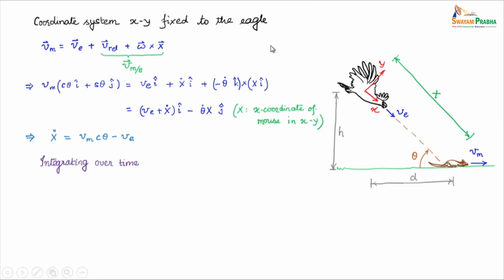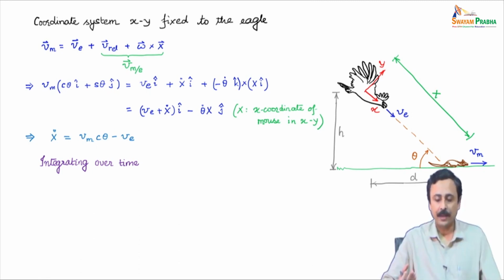If I integrate this equation, this gives me a relation between the velocities. Relative velocity is x dot, capital X dot, remember. If I integrate this equation, then I expect to find capital X. Now, why do I want to find this? Because once the eagle has caught the mouse, x has gone to 0.